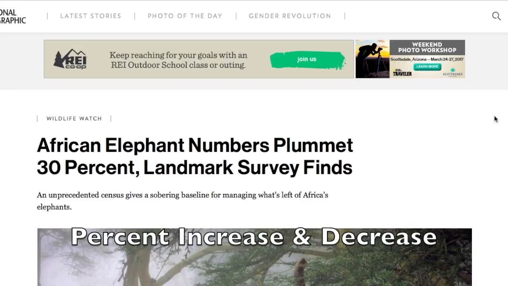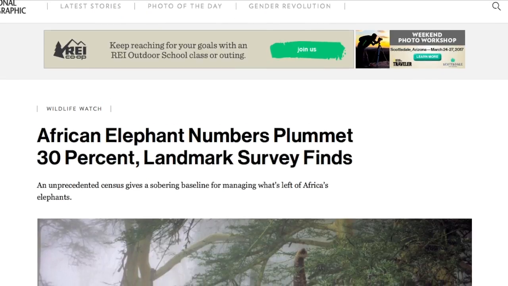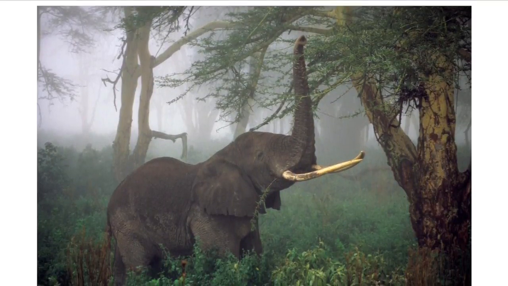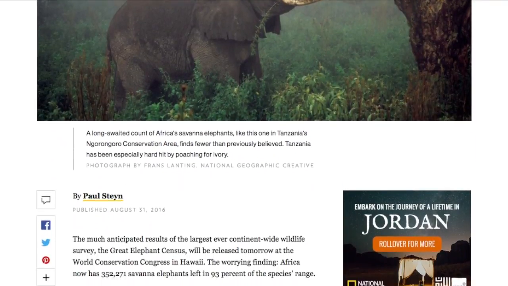When you read or listen to the news, it's very common that you will hear about percent increase and percent decrease. In this case, we can look at this article about the elephants. We can see that they are undergoing a 30% decrease, meaning their population is getting smaller.